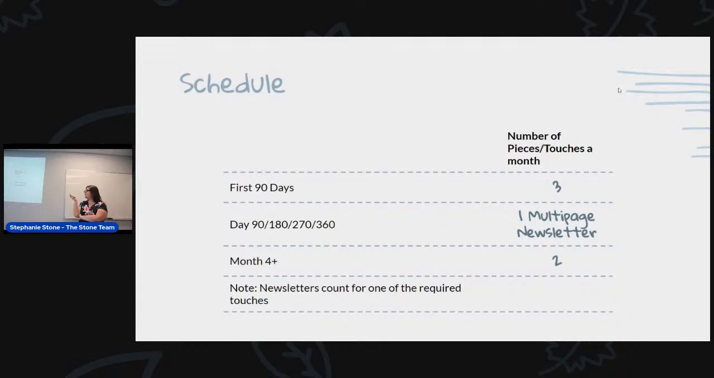So every 90 days, every 3 months, you're sending something that's a little bit higher value. Again, get creative with your newsletter. Newsletters may not be the best option if you're casting a wide net for like investors, but if you're truly farming a neighborhood, you're looking to build a brand in that neighborhood, newsletters are great.